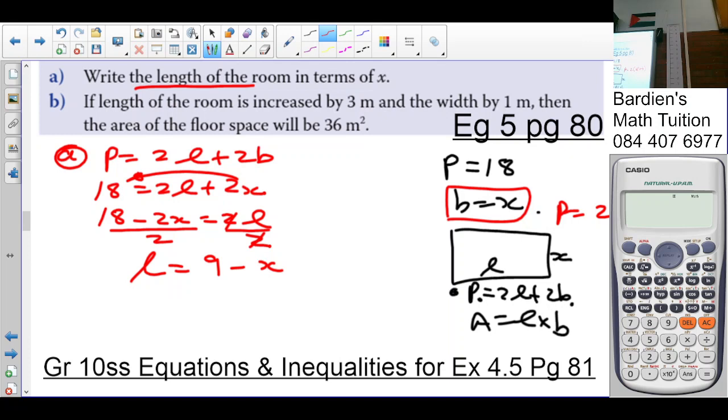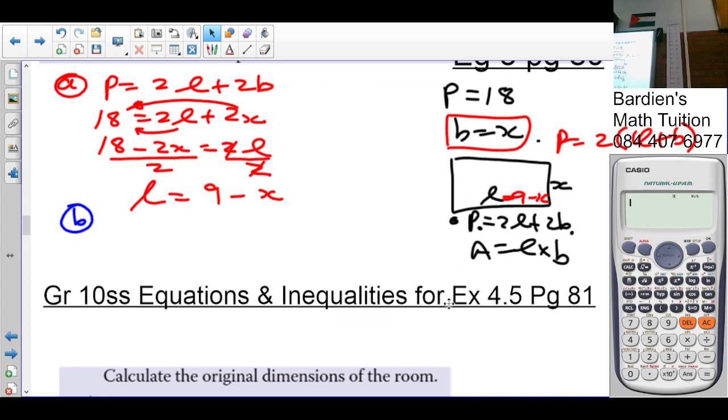Otherwise, if I had gone the other way, taking L that way and 18 the other way, I would have gotten negative x plus 9, which is equivalent to that. In B we are told the length of the room is increased by 3. Remember, what is the length currently? The length currently is 9 minus x. If the length of the room is increased by 3, we have got a new scenario here.